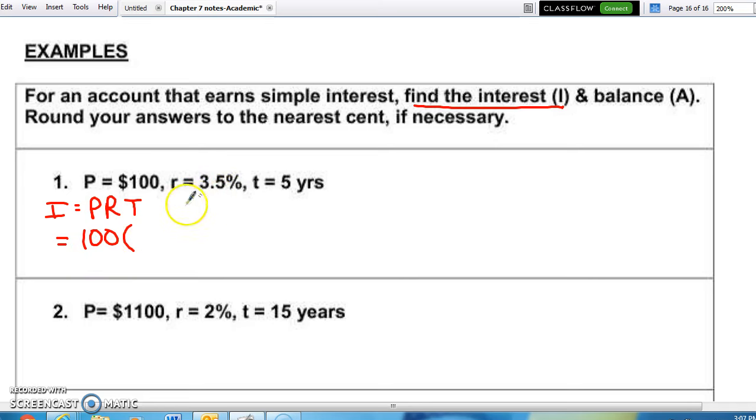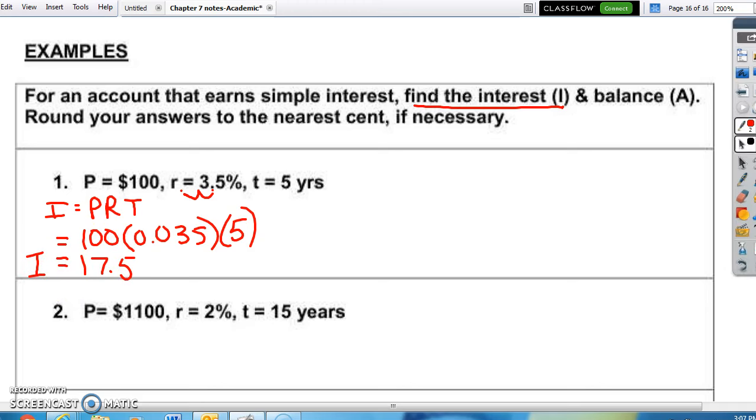Our rate we have up here, 3.5%. But remember, we cannot multiply by a percentage. We have to move that decimal place over. So I'm going to multiply by 0.035, changing that to a decimal. And our T is 5 years. Making sure it's in years, it is. So if I go through and I put all that information in my calculator, I will get that I equals 17.5.